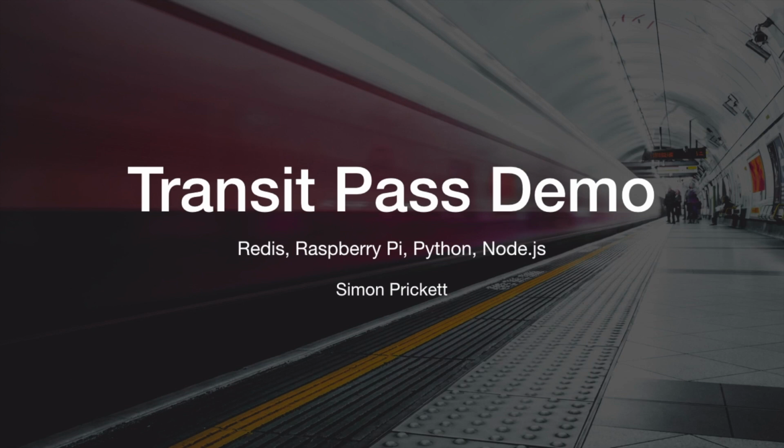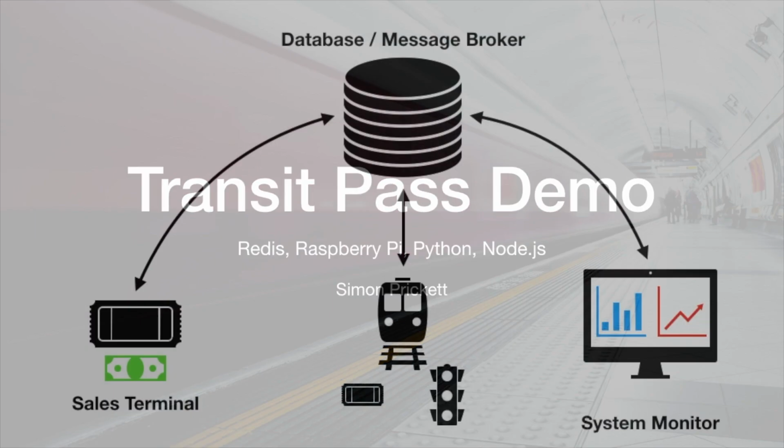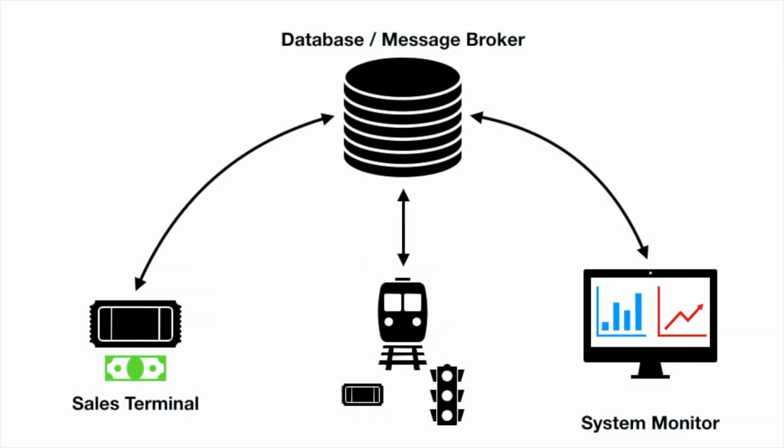In this video we'll be taking a look at a transit pass system that I built using Redis, some Raspberry Pis, smart card readers and some LEDs in order to learn about the Redis Labs cloud service for the Redis database and message broker.